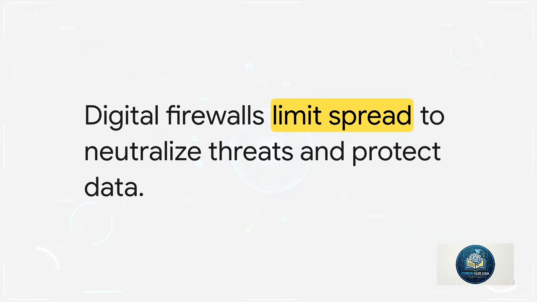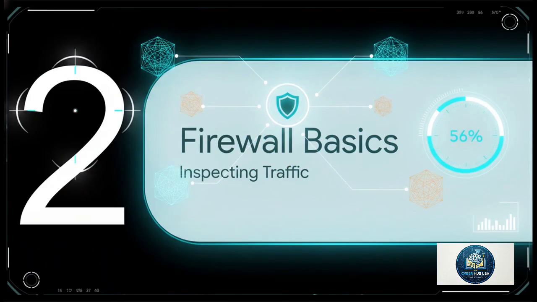By dropping digital firewalls between these different assets, we slow down the threats, we enforce the rules, and we basically give our security protocols the time and space they need to step in and neutralize the danger. In a business context, that extra time is the difference between a minor localized alert and a catastrophic, headline-making data breach. Moving right along to Part 2, Firewall Basics, Inspecting Traffic.